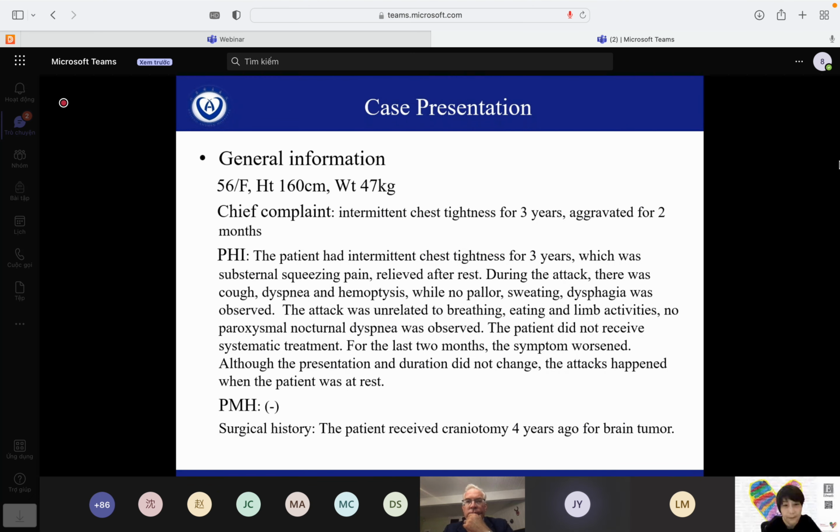This is a 56-year-old female, height 160 centimeters, weighing 47 kilos. Her main complaint was intermittent chest tightness for 3 years, and the symptoms have been aggravated for 2 months. The patient had intermittent chest tightness for 3 years, which was substernal squeezing pain, but could be relieved after rest. But the symptoms aggravated over the present 2 months, while the attacks happened when the patient was at rest. The patient had a previous medical history of brain tumor 4 years ago.